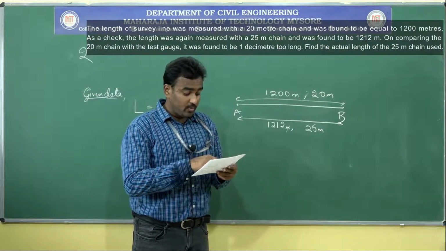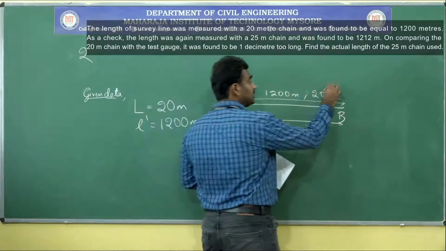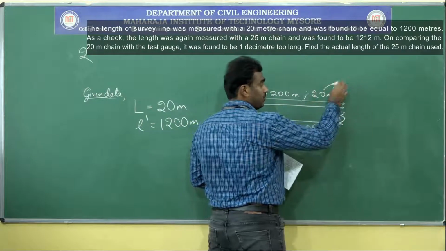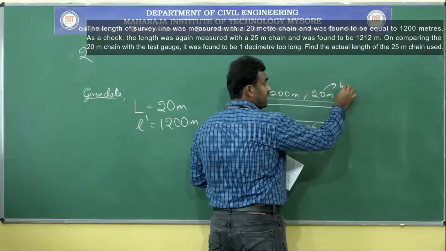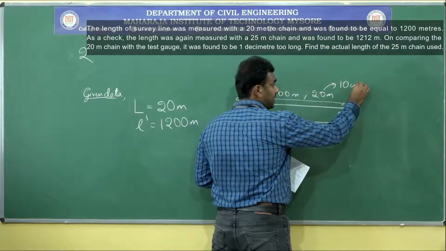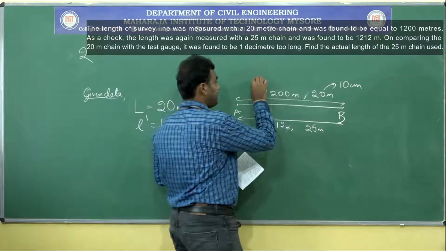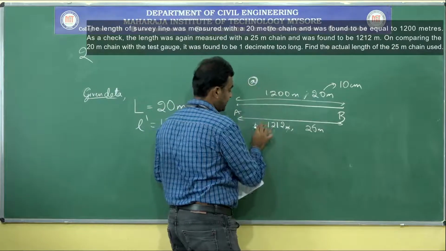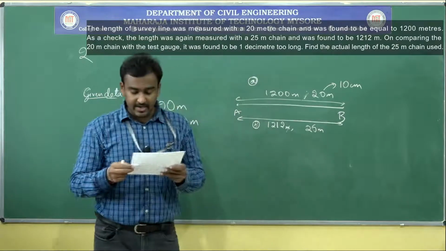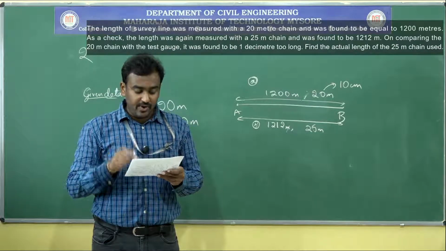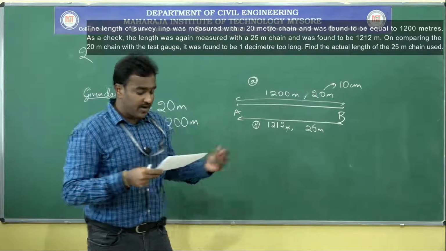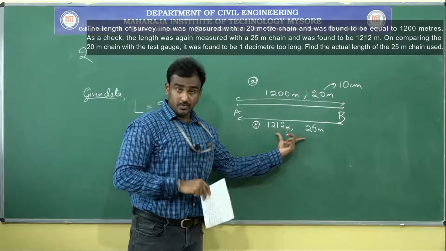Test gauge, it was found to be 1 decimeter too long. This 20 meter chain was found to be 1 decimeter, which is nothing but 10 centimeter, too long. So this is one set of data, and this is another set of data. And finally, it is asking to find the actual length of the 25 meter chain used.